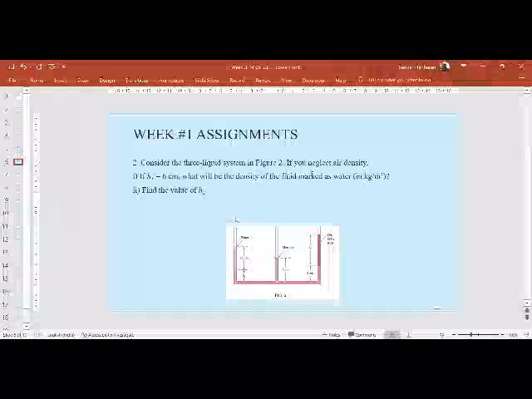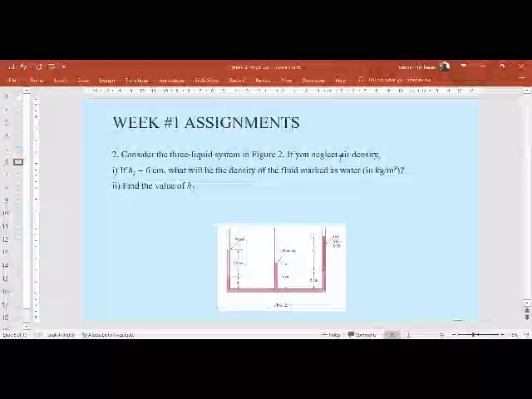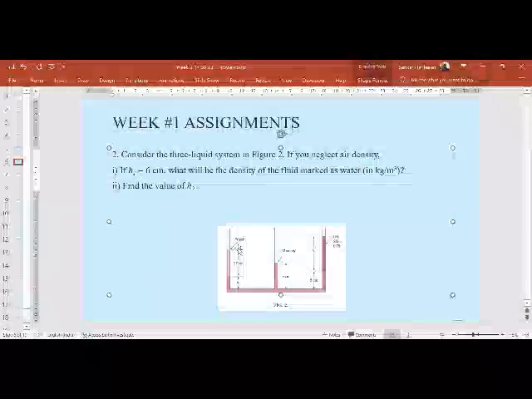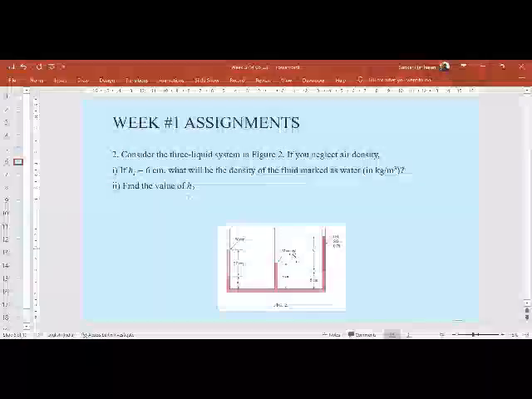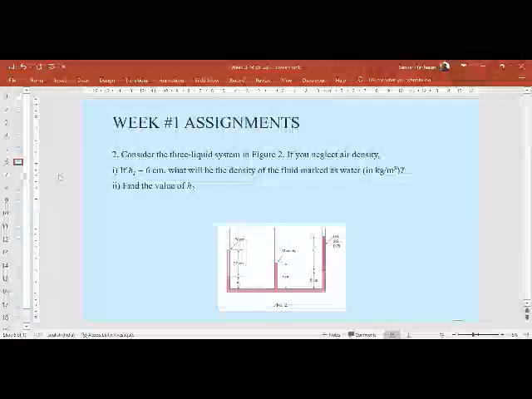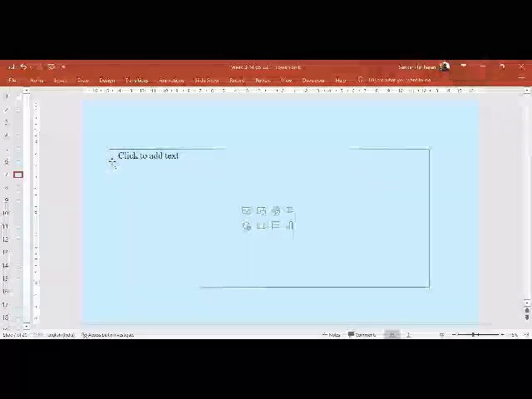Okay, moving on to the next question. We have a question on manometers, which is given as this. Consider the three liquid system in figure 2. Neglect air density. If H1 is given as 6 centimeter, what will be the density of the fluid marked as water? So we need to find out what this density of water is, if H1 is 6 centimeter. And we need to understand that the density of mercury is 13,600 kilogram per meter cube. We need to find out the density of water and reverse calculate it actually.